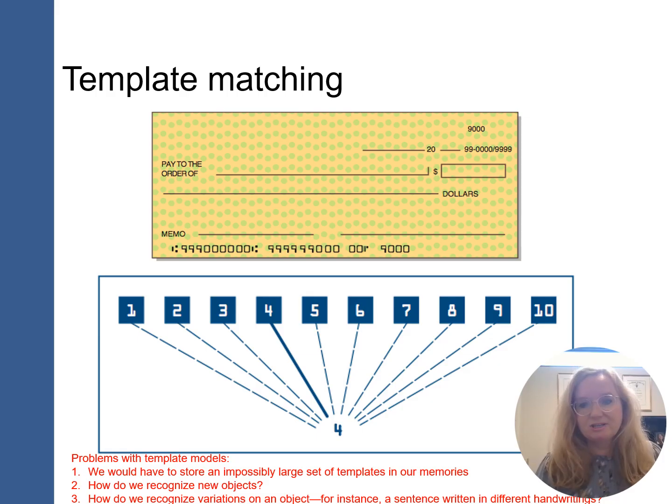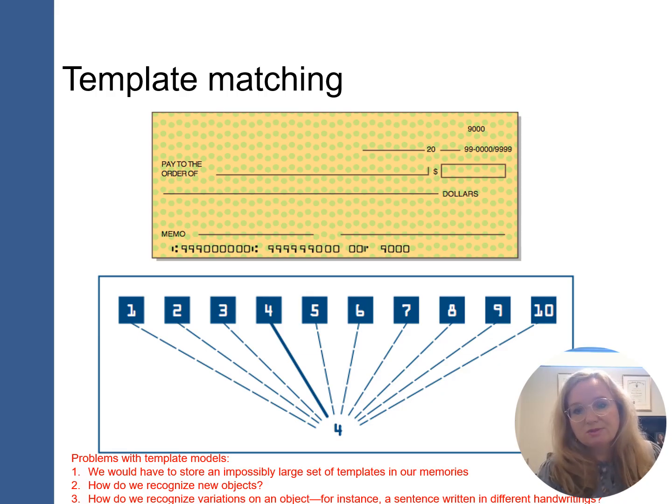So template matching would be the idea that we would have this template in our brain that we match it to, like the numbers, that we have a number in our brain. And so when we look at a check, we can use the numbers on the check and match it to a template in the brain. And that's how we figure out what numbers are on the check. In our outside world, it allows us to build up this percept.